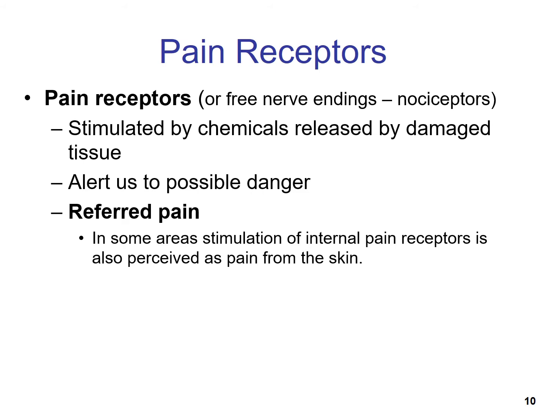A classic example of this is if somebody's having a heart attack, they feel pain down the surface of their left arm. Now, the surface of their left arm has absolutely nothing to do with the pain that's going on in the heart. So here's the reason why referred pain happens.